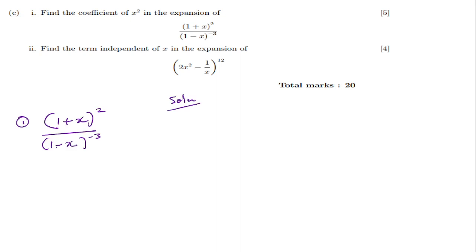Look, this is what they wanted you to do. They wanted you to know this. You know that (1 + x)^2 over (1 - x)^-3, okay, this is what they wanted you to know.